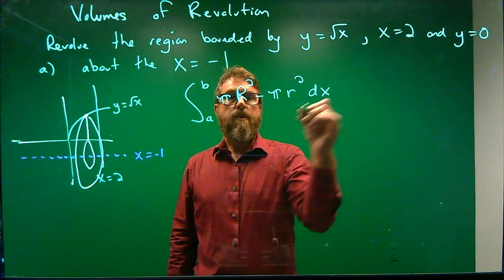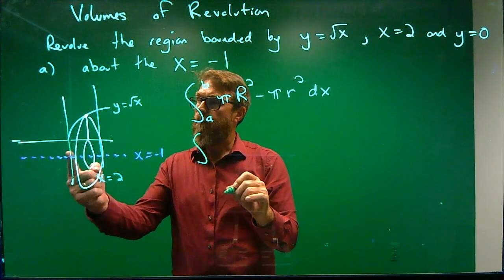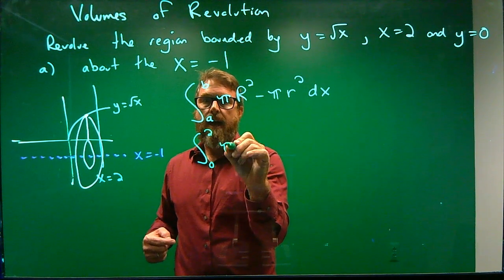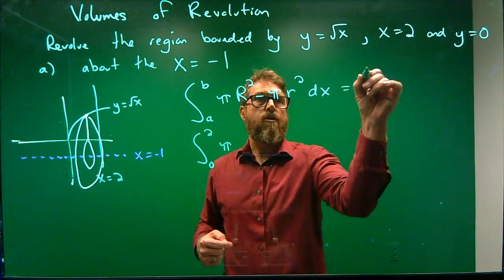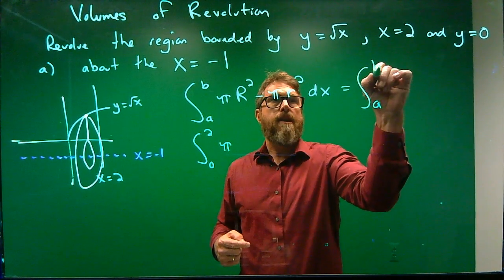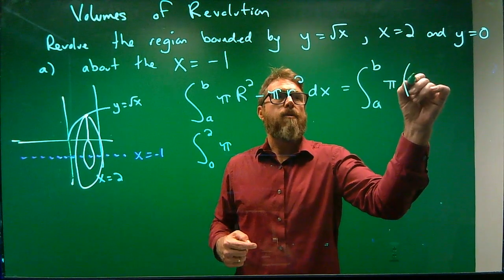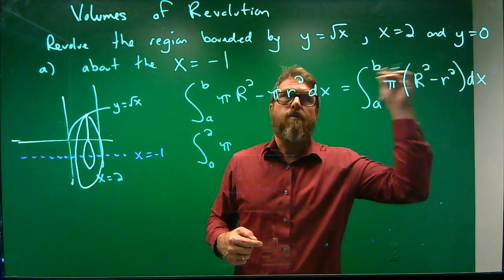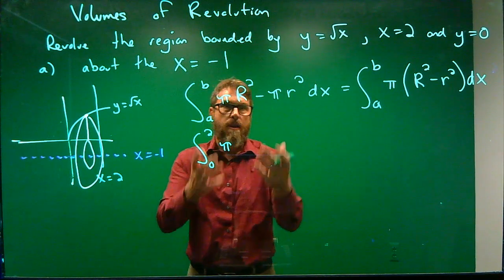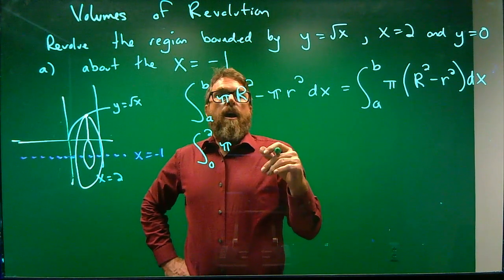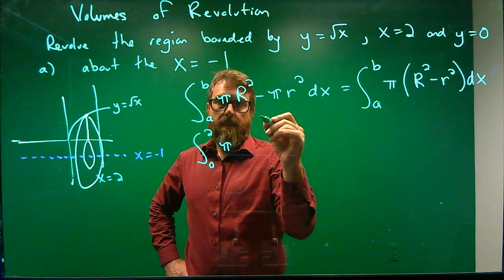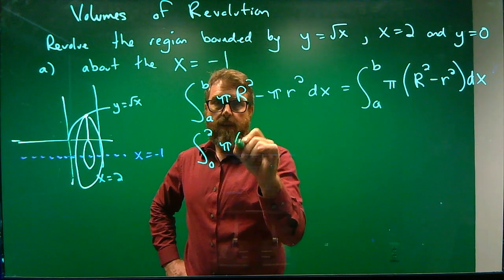So this is going to be equal to the integral, still from 0 to 2, the same summation, of pi times, and a lot of times we like to do the integral from a to b, pull out the pi, and then say this is big r squared minus little r squared, dx. So that's the other formula, just pull out the pi. So, finding the big radius and then squared.